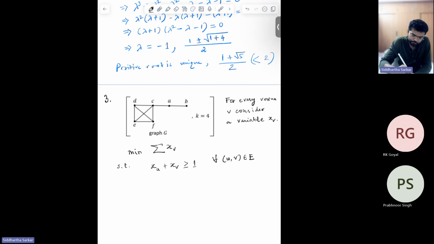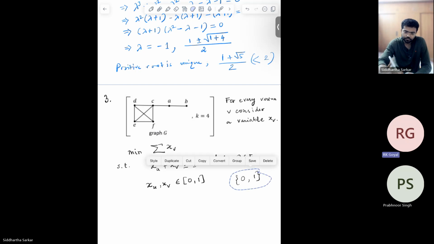Okay, and if we relax, then xu and xv are taken from the interval 0 comma 1. If we do not relax, if we insist on Boolean values, then you have to take either 0 or 1 for every variable. But if we relax, then we are saying that I can also allow you to take fractional values between 0 and 1. That is the LP relaxation.